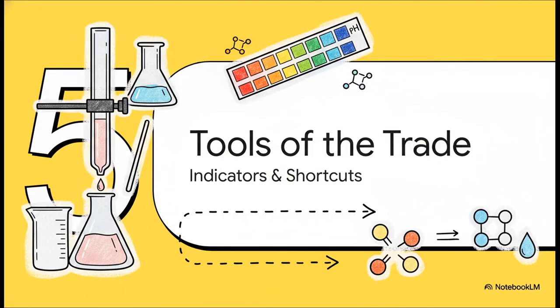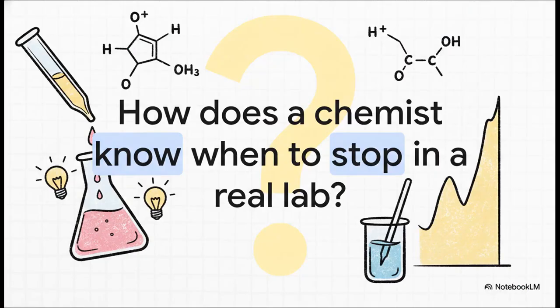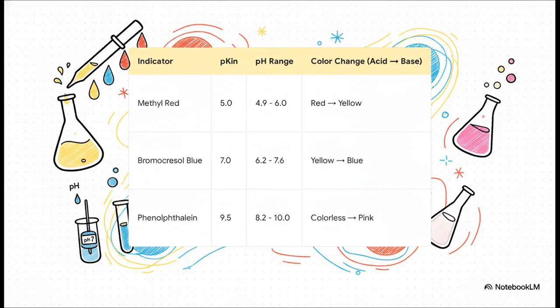All right, so the theory is awesome, right? These curves tell us so much, but let's get real. How does this actually work in the lab? Let's talk about the practical tools of the trade. I mean, you could hook up a fancy pH meter and plot out the whole curve every time, but a lot of the time you just need a quick and easy visual cue to know, okay, stop, you're there, you've hit the equivalence point. And that's where acid-base indicators come in.